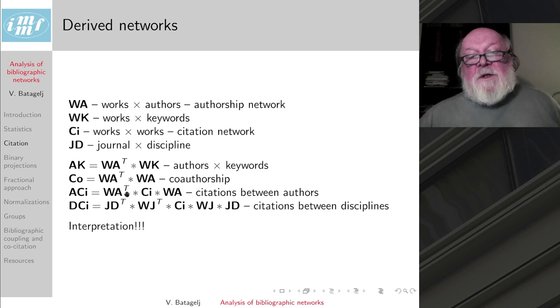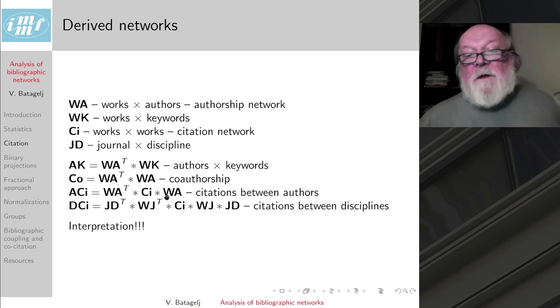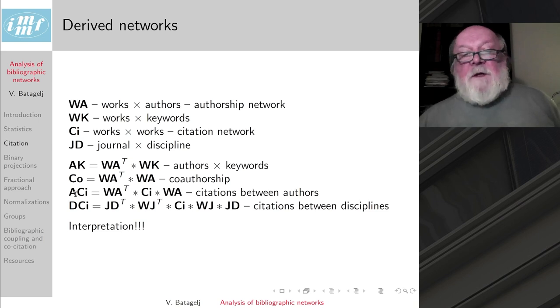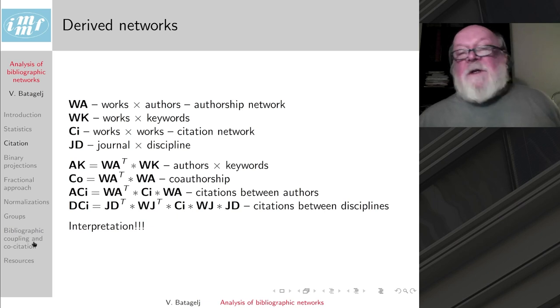Or for instance, if I have a citation network and I multiply it on one side by the transpose of the authorship network and on the other side by the authorship network, I get a network linking authors to authors by citation. So I get the information how one author is citing another author and so on. For instance, here I have a network describing citations between disciplines. Here another problem arises, of normalizations, and this approach is called the fractional approach. And then there are notions like bibliographic coupling and co-citations and so on.